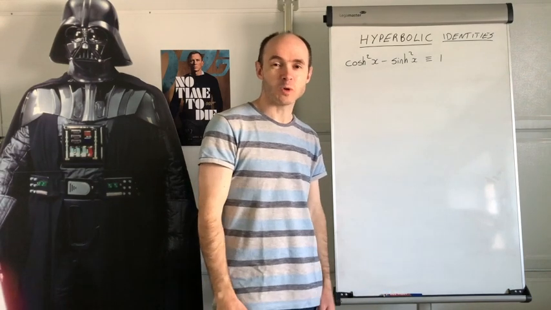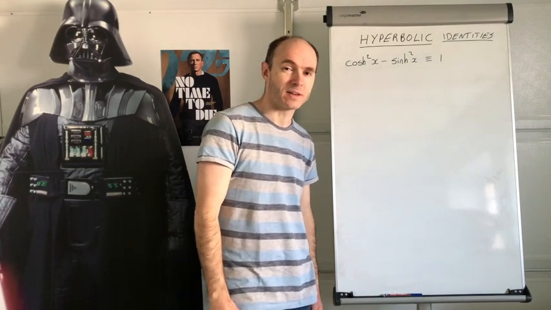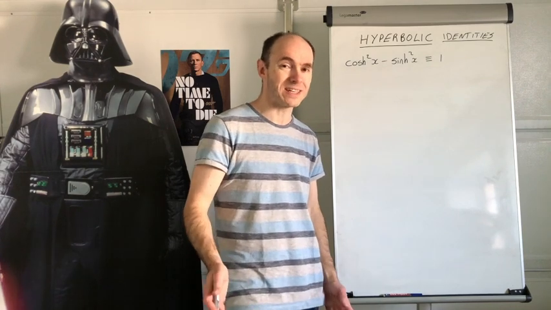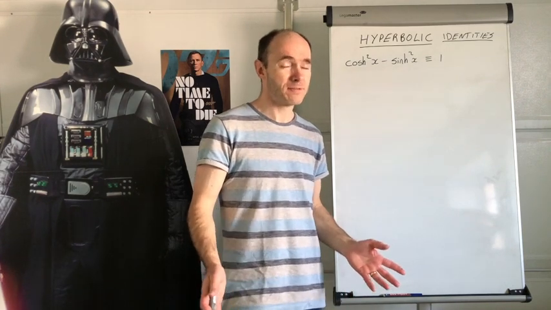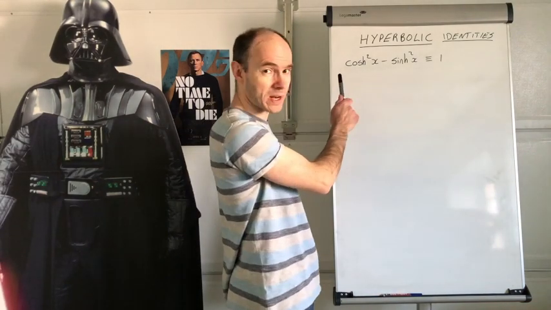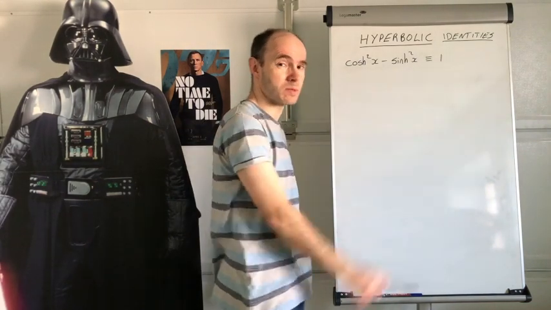Hiya. Today I'm going to talk to you about identities, hyperbolic identities. Now, we've seen trigonometric identities already, and what you're going to see is that hyperbolic identities look fairly similar. I'm going to start off with this one. It says cosh squared x minus sinh squared x is the same as 1.